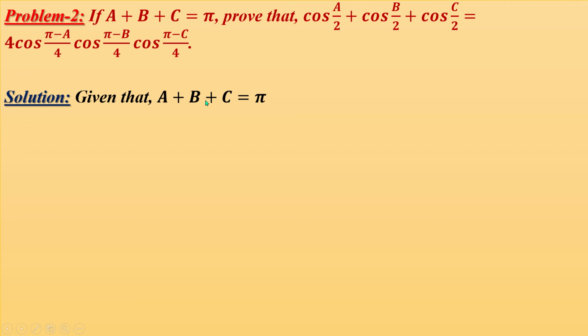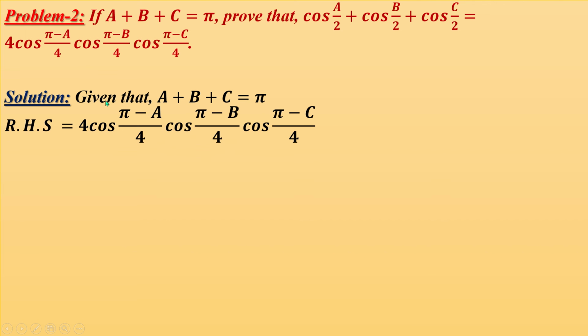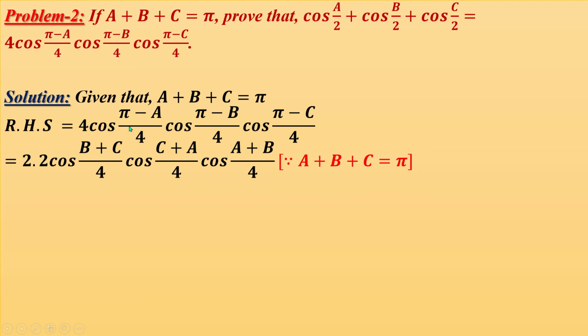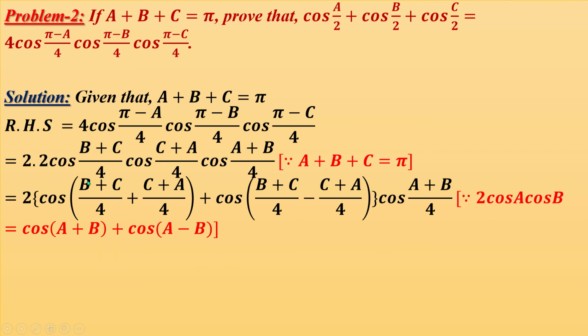Solution: given that a plus b plus c equals pi. Now the right hand side is equal to this. Now putting the value of pi, pi is equal to a plus b plus c. As here is pi minus a, so a cuts and we get b plus c. Similarly here c plus a, and here a plus b. Now 4, we can write as 2 into 2.